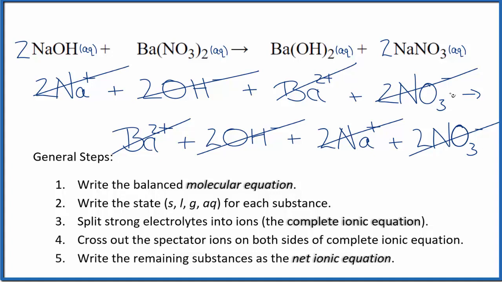All of these ions up here that we start with are exactly the same down here, just in a different order. So nothing has changed and there's no reaction. Sometimes you'll hear that this barium hydroxide should be a solid. But because it's a strong base, we consider it to be soluble. When we write net ionic equations, that's why we have the aqueous here.